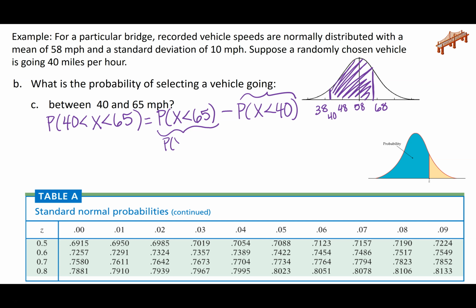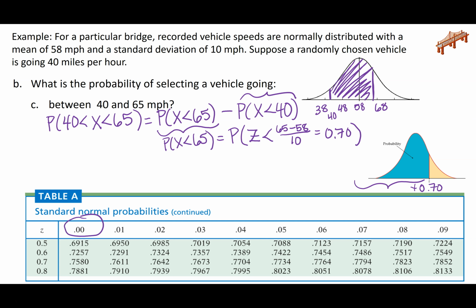So the probability that x is less than 65 is the probability that z is less than (65 minus 58) over 10, or 7 over 10, 0.7. And I'm going to add a 0 there. So if this was positive 0.70, I want to know this shaded blue area, or green, I'm not really sure what color that is. So I can break that up into 0.7 and 0.00. If I combine them again, I get back to my original number. That's the idea.